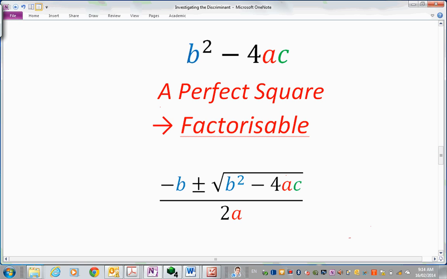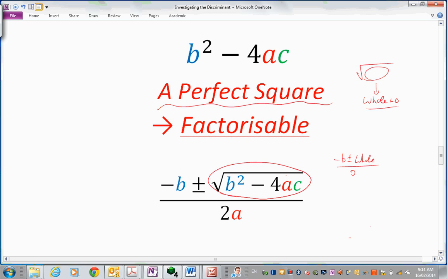So if b squared take 4ac is a perfect square, you'll be able to work out the root of this. It will be a whole number. So your answer will be neg b plus or minus some whole number over 2a. This is going to either work out exactly if this divides into that, giving you an integer or whole number answer, or a fraction. But there won't be any roots in it. So it'll be rational. These are called rational numbers, no square roots in them.